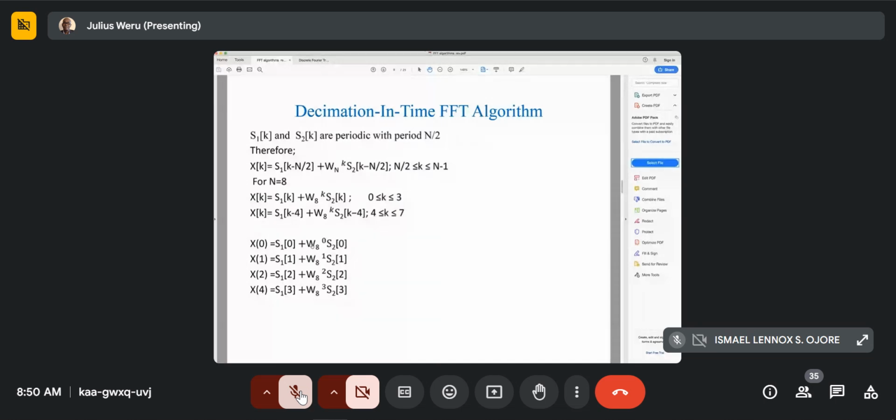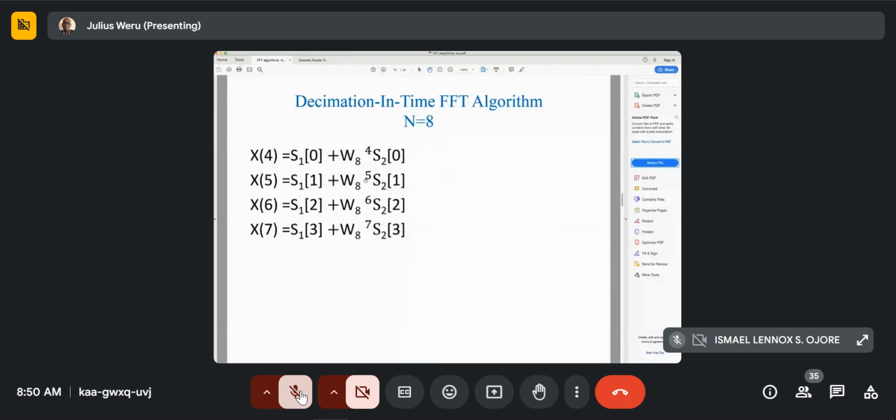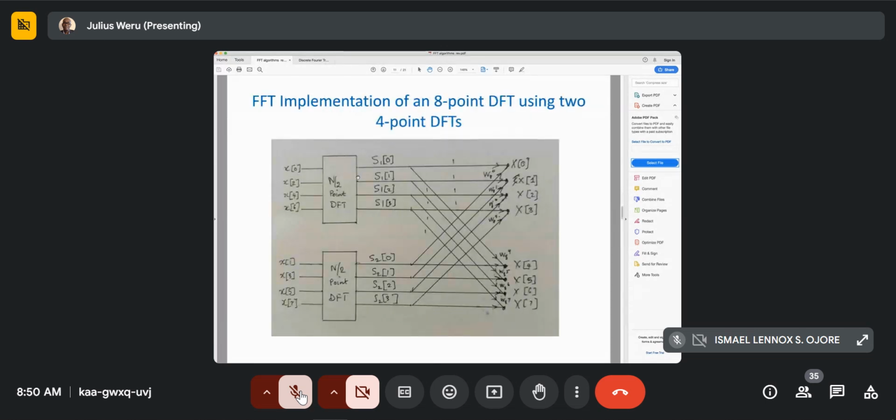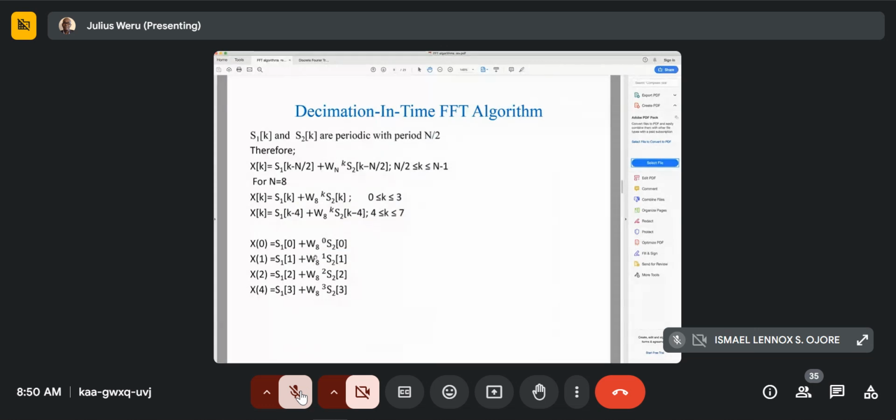The only difference is your W8. You can see in this case, you are using W8 to the 0, W8 to the 1, W8 to the power of 2, W8 to the power of 3. That's the only thing that's changing, but this will basically be the same things.